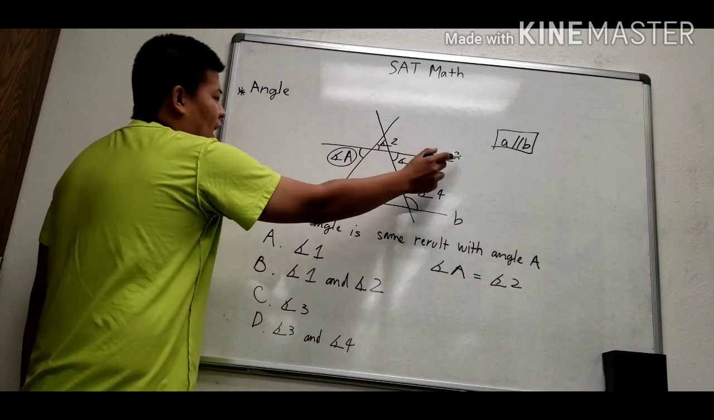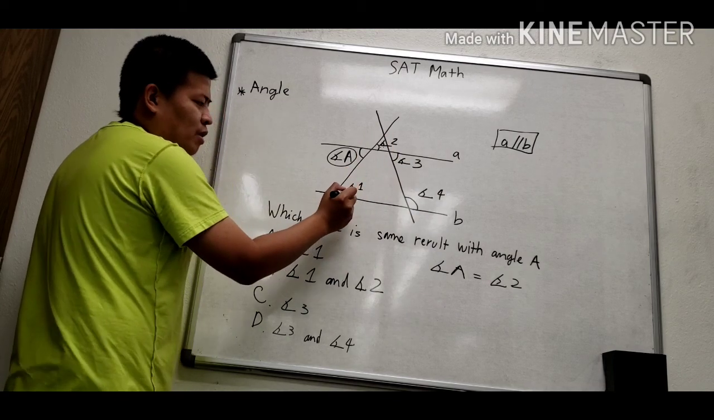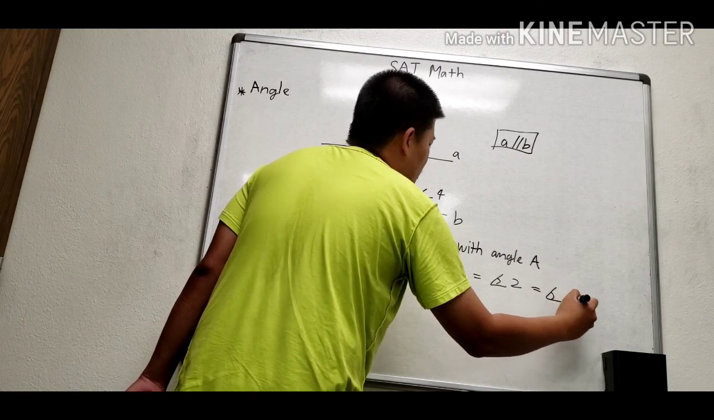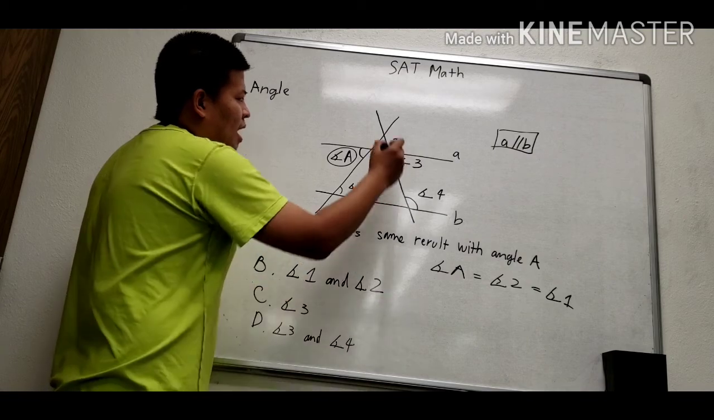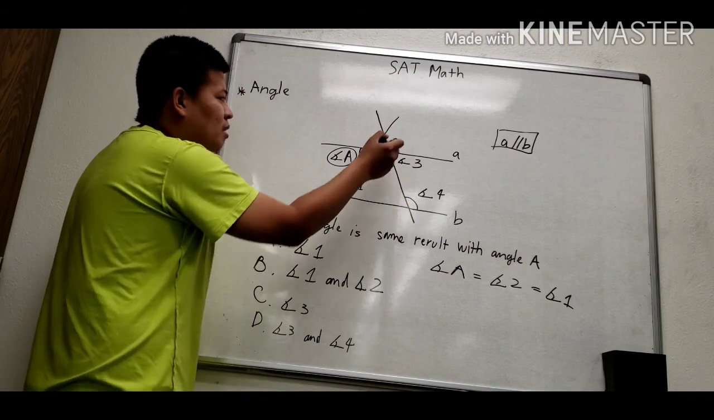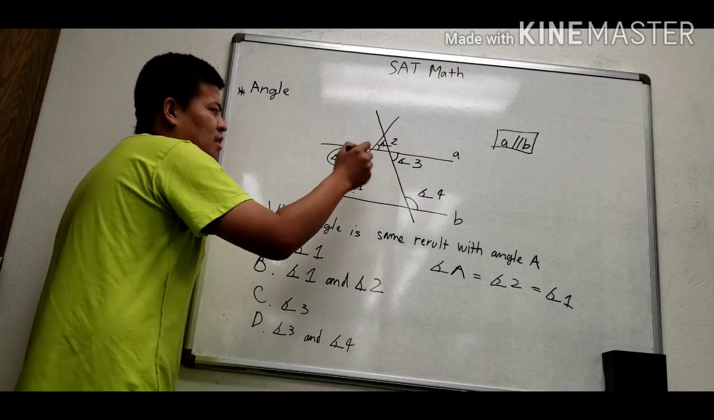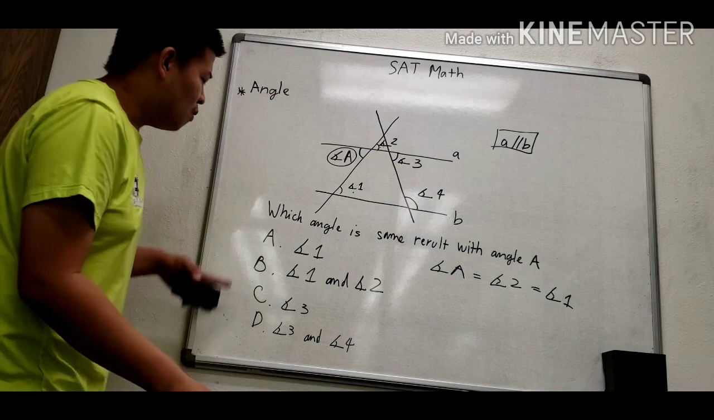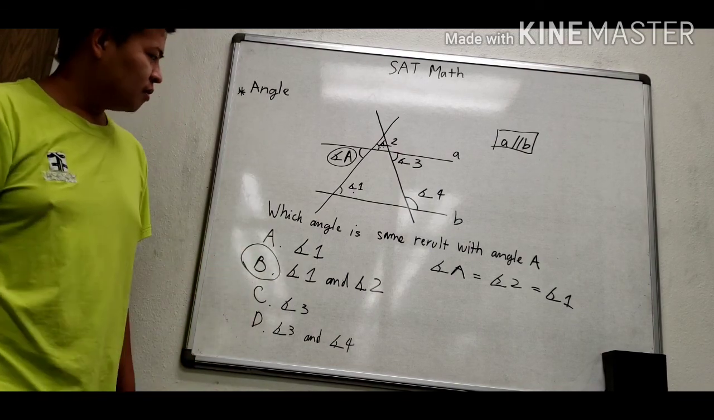And because A and B are parallel, angle number 2 will be the same as angle number 1. So that's why we have angle number 1. Angle number 3 and angle number 4 are on the opposite line, because these lines are not parallel together, so angle A cannot stand with angle 3 and angle 4. So we can conclude that B is the correct answer.